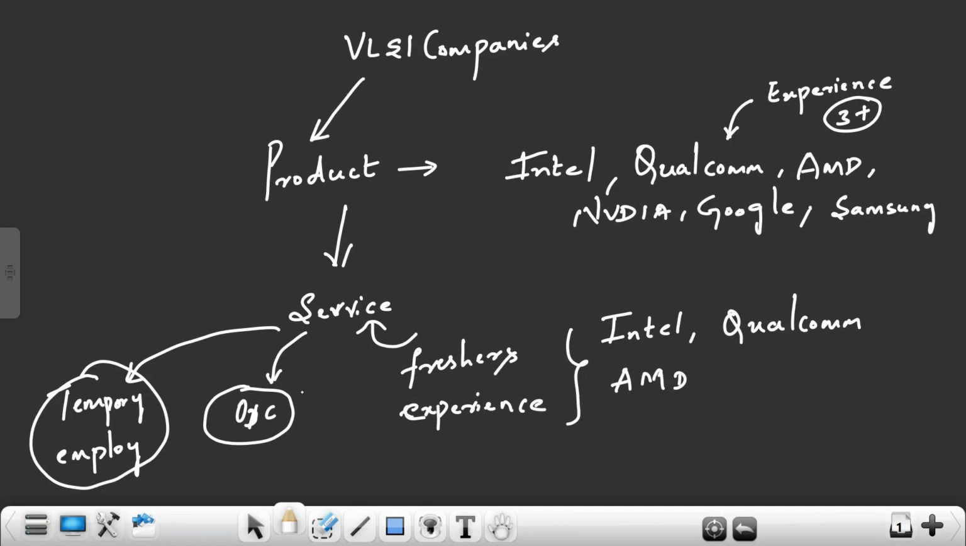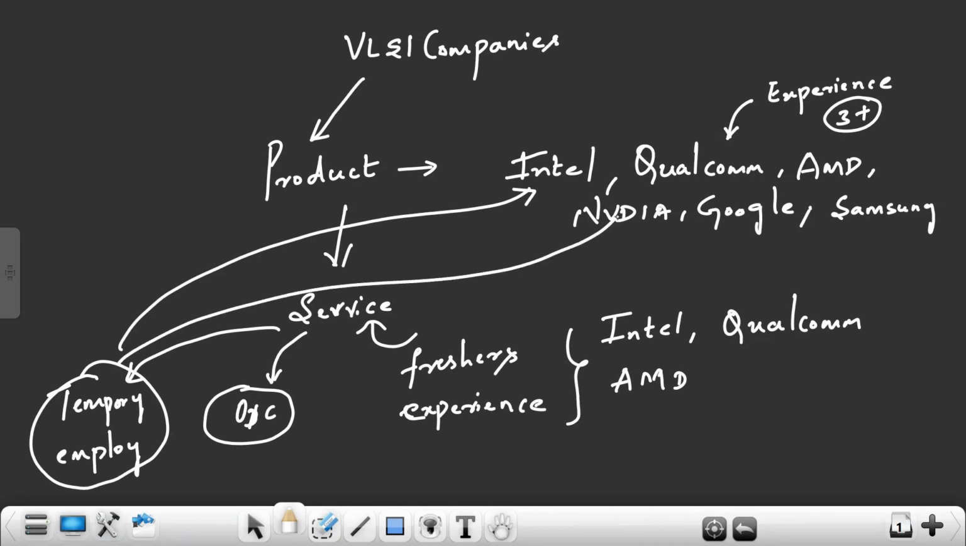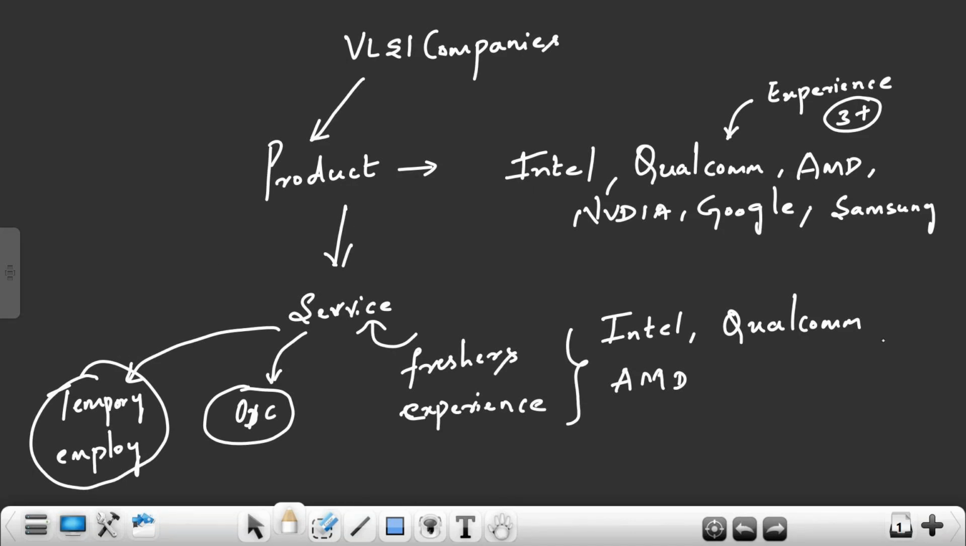But when you are a temporary employee of Intel, you have to go to Intel for the entire duration of the project. Temporary employee of Qualcomm, you have to go to Qualcomm for the entire duration. And all the rules and regulations of Qualcomm you have to follow, including holidays, everything. You even have to report to the Qualcomm manager. When you are in an ODC project, you report to your own manager because your service-based company is handling the project. So you can enter the project in these two ways.